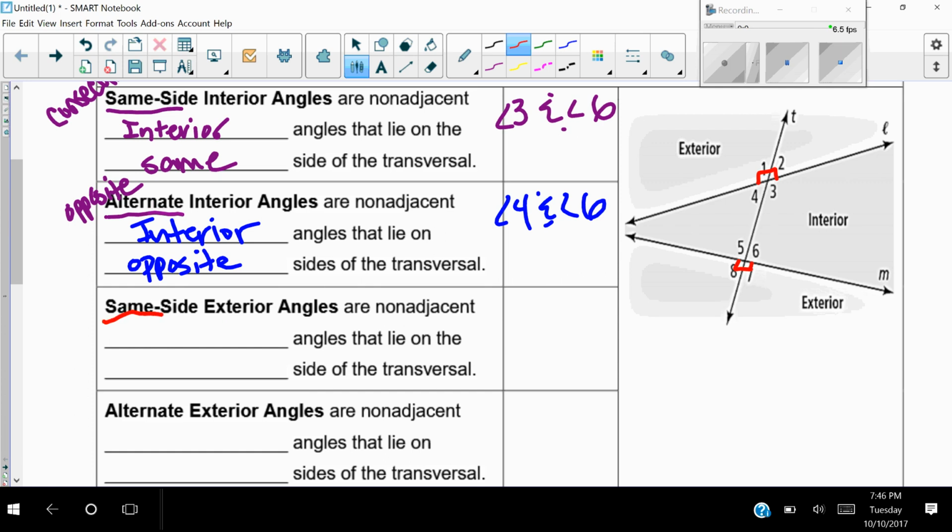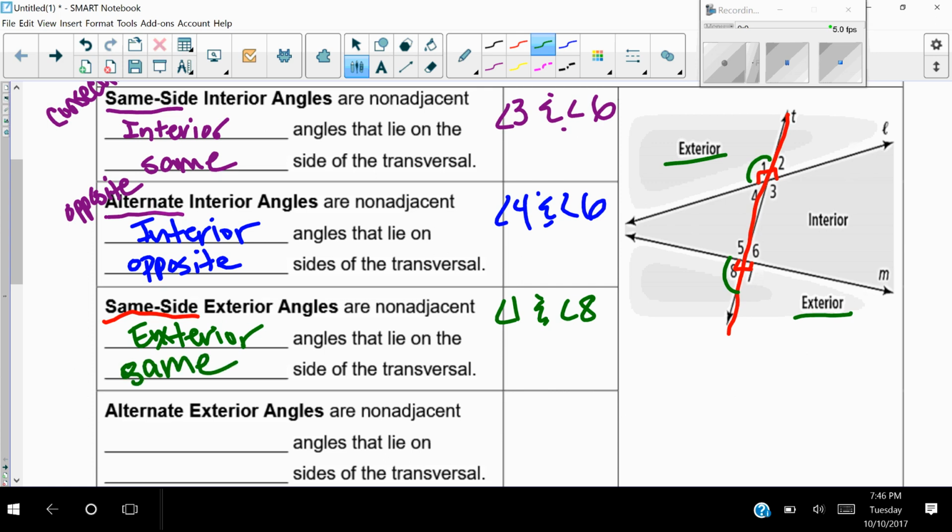Same side or consecutive means they're on the same side of this transversal. So I can use 1 and the same side of the transversal. 1 is on the left-hand side, so still on the left-hand side is 8. Those are both exterior, and they're both on the left-hand side of the transversal. Angle 1 and angle 8. So those are exterior angles that lie on the same side of the transversal, 1 and 8.